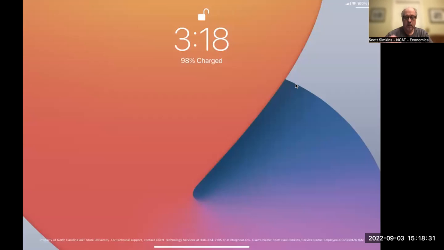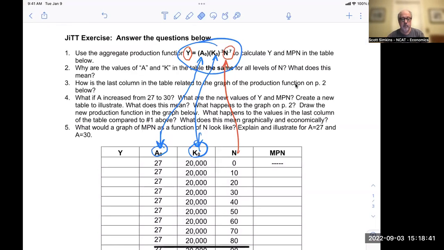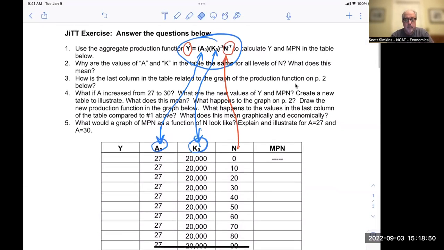Over here. And we're back to where we were before. And we have these numbers filled in now on this table, right? And so the questions were to calculate y and the marginal product of labor, MPN. Let's answer these questions before we do anything else.